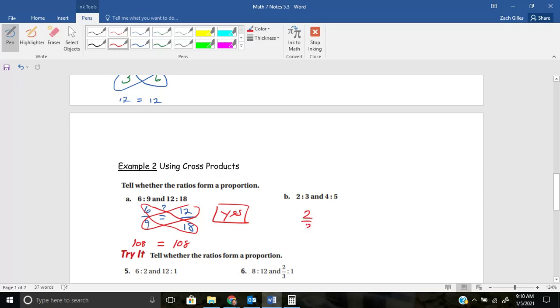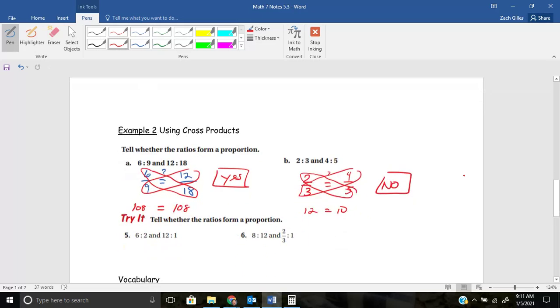Letter B, 2 to 3, is that equivalent to 4 to 5? Well, 4 times 3 would give me 12. Does that equal 5 times 2, which is 10? And definitely not. It does not form a proportion. So you can kind of see how quick and easy this method can be for testing to see whether two ratios are equivalent or not.